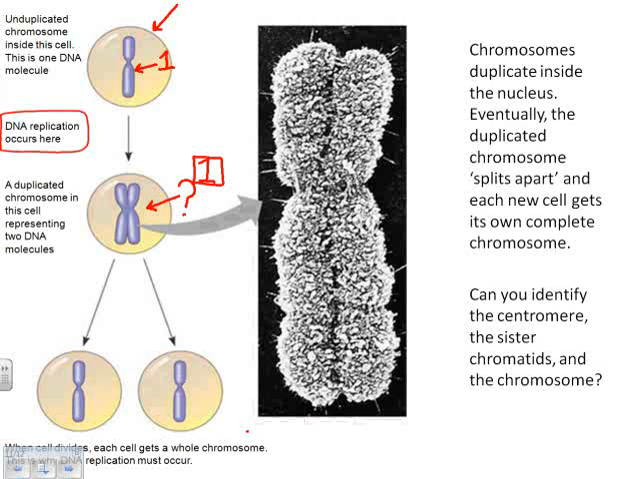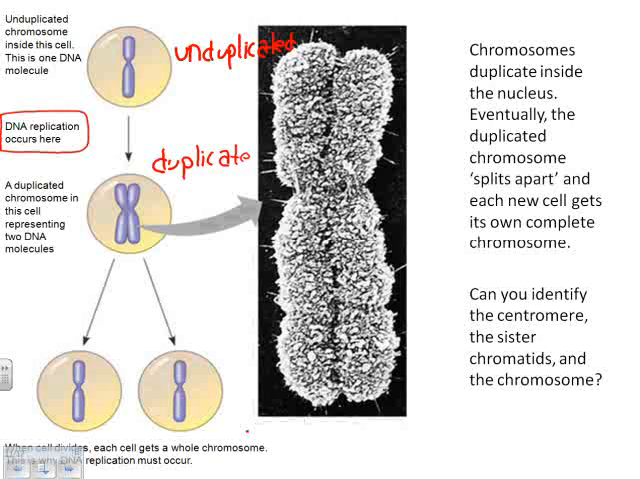But that's where the terminology gets kind of crazy. We say this is an unduplicated chromosome. It's unduplicated. But after DNA replication occurs, we call this a duplicated chromosome. So that's not too hard to understand. That's a duplicated chromosome.